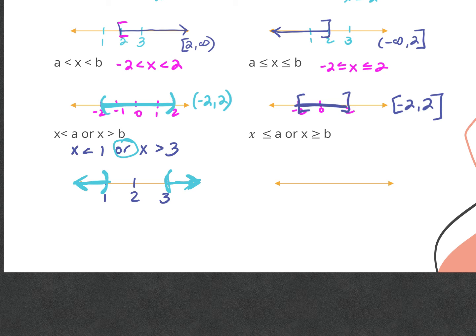In interval notation, the arrow would be the negative infinity up to the 1, and then it gets a parentheses. And then we put a little u to represent or. It's union, but it represents or. And then 3 to positive infinity. Let me make sure WebAssign does the u. Sometimes they do a comma.